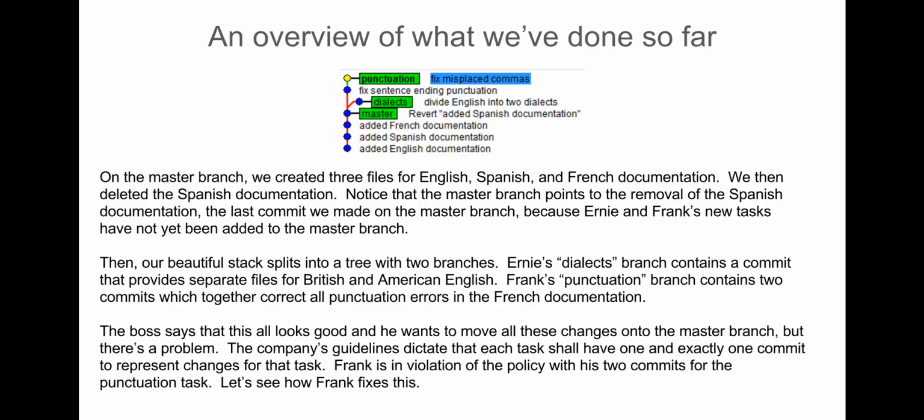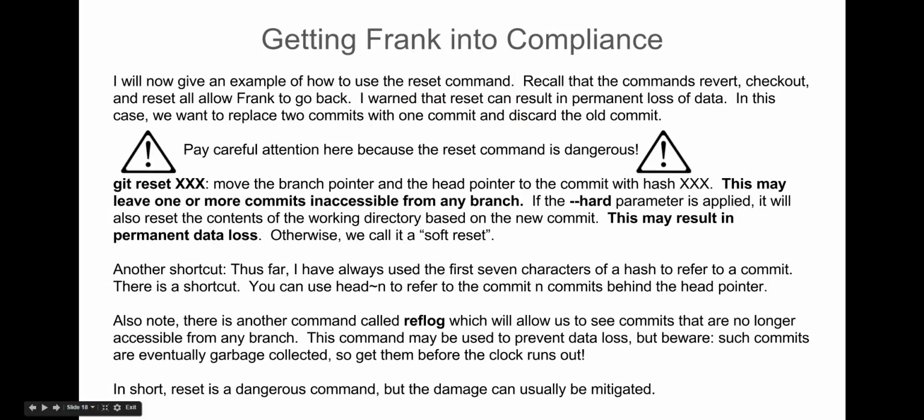Frank was given a task, and company policy dictates that each task shall have one and exactly one commit to represent changes for that task. So Frank's doing his work in two commits violates that policy, and Frank needs to fix that before we can continue. So let's see how Frank gets into compliance. And this is where I'm going to give a worked example of using the reset command.